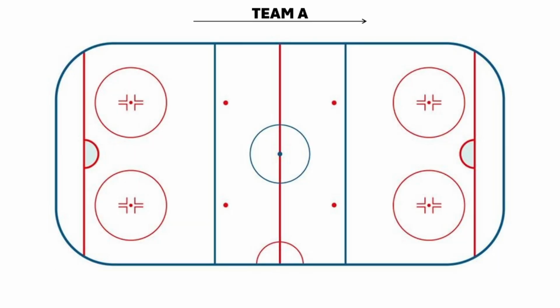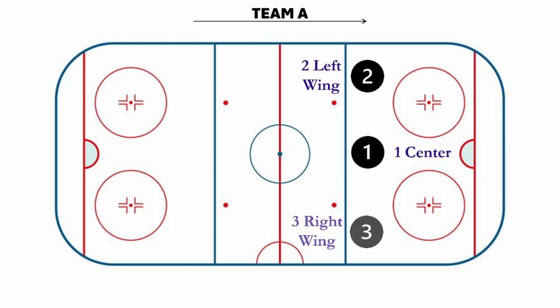All right, now that we know about the zones, let's talk about the players and the positions. First three are the center, the left wing, and the right wing. And this group collectively are known as forwards, and they're typically more attacking players. The way hockey is played, it's not always that the left wing is going to be on the left side and the center is going to be in the middle.